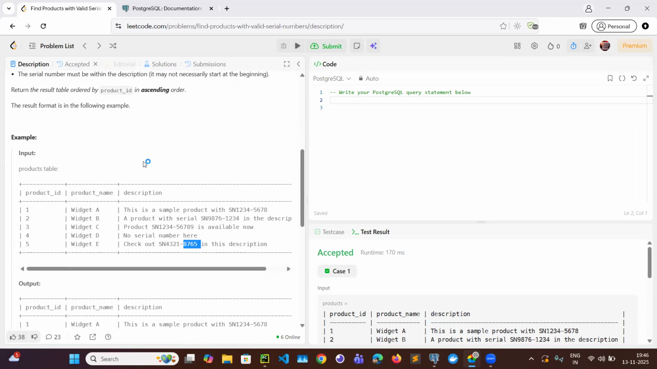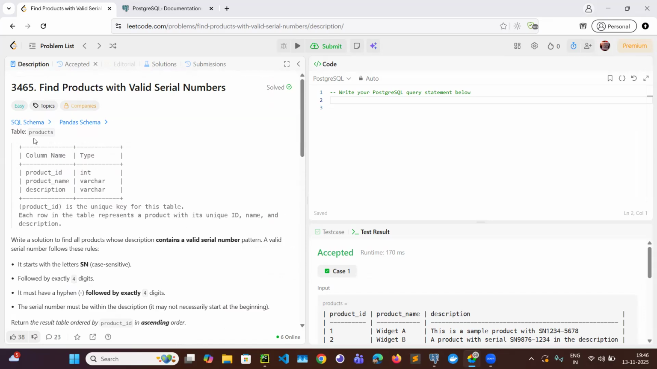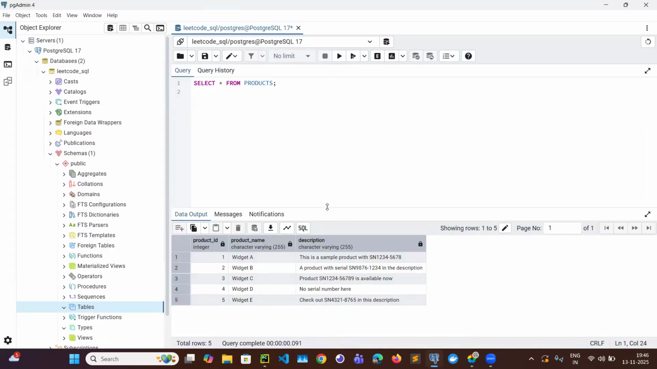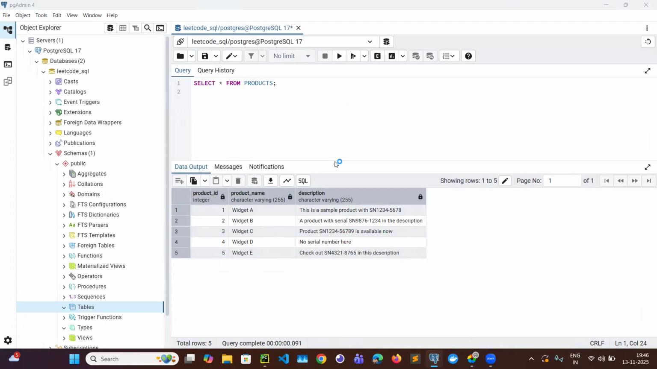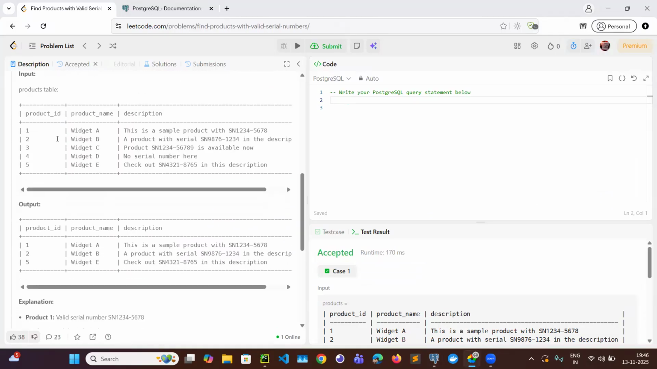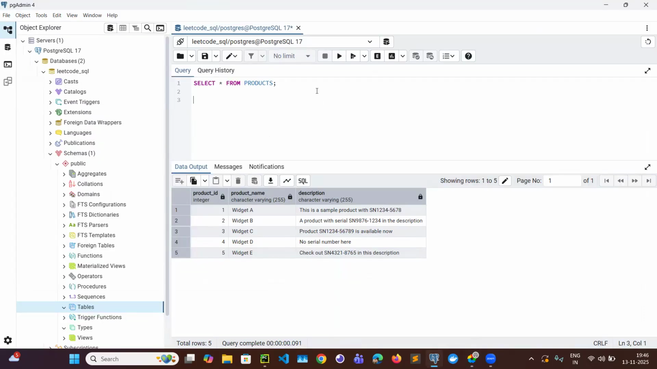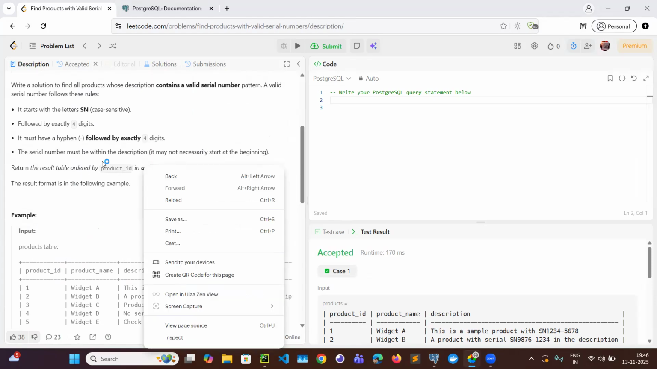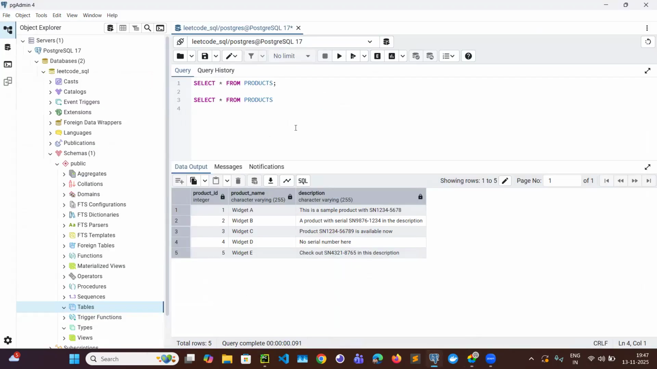So by looking at the question, if you want to give it a try, click on the SQL schema, just copy paste that. And I also did the same. I inserted some sample data. All right, so let's see the output. We need product ID, product name, description, so we need all the fields from the products table. And we need to do order by product ID.